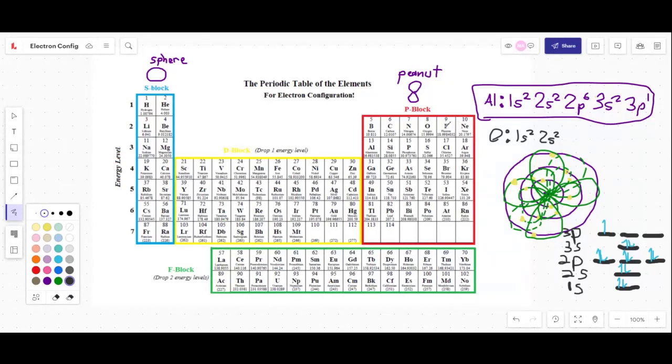2p3. Or 2p4. 2p4. You're going to go all the way to oxygen. So then why did we not? Oh, we did. Never mind. Don't listen to me. So 1s2, 2s2, 2p4. Okay.